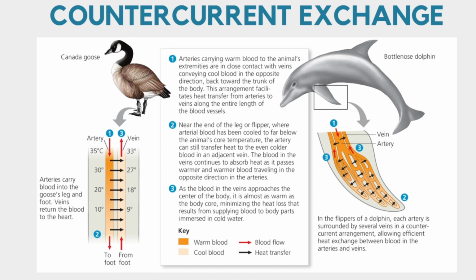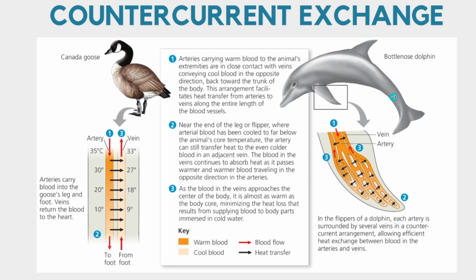And also another system is the special system for counter current exchange. Okay, what is this system? They use the goose and dolphin as examples. You need to know that this system is to allow blood flowing in opposite directions to reduce heat loss during cold conditions. So normally this is the example of animals that stay in a very cold environment.